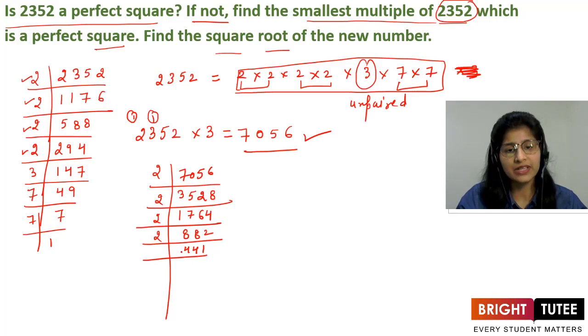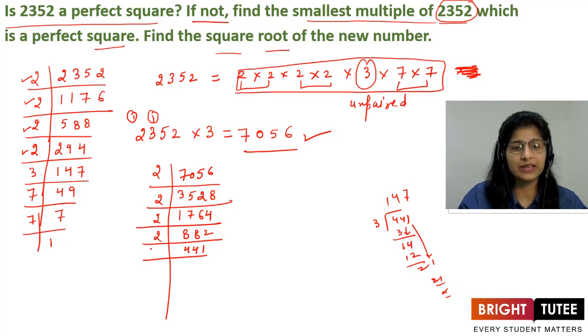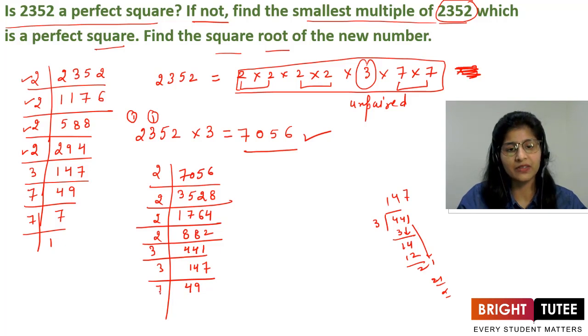Let's try. 3 ones are 3, then 41. Try to divide it with 3. 3 ones are 3, right? 1 is left, copy 4. 3 fours are 12, 2 is left, copy 1. 3 sevens are 21, yes, it is divisible. So we divide it with 3 and we get 147. Again with 3, 3 fours are 12, 3 nines are 27. Now 49, we know it will be divisible by 7. Clear?